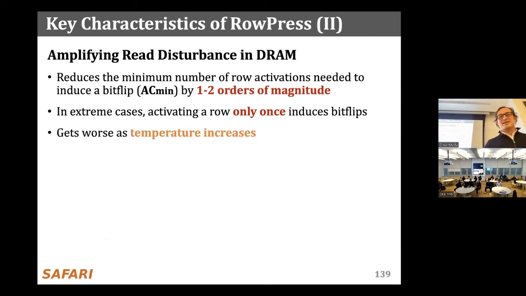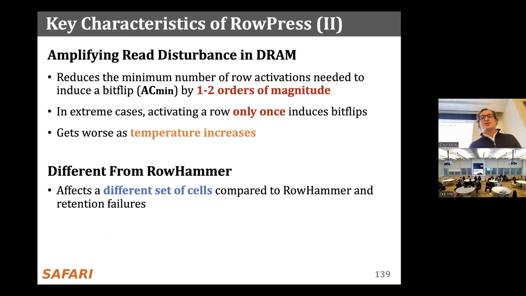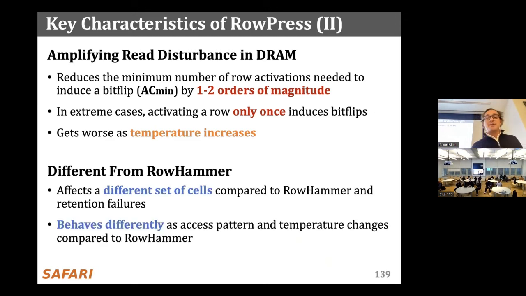Fascinating. And this is different from RowHammer based on our understanding because this has a very nice relationship with temperature. As temperature increases, these bit flips get worse. We cannot say the same thing about RowHammer at all. And also a different set of cells are affected compared to RowHammer, and access pattern differences, temperature change, etc., are all different. Essentially, everything we know about RowHammer, this behaves differently.